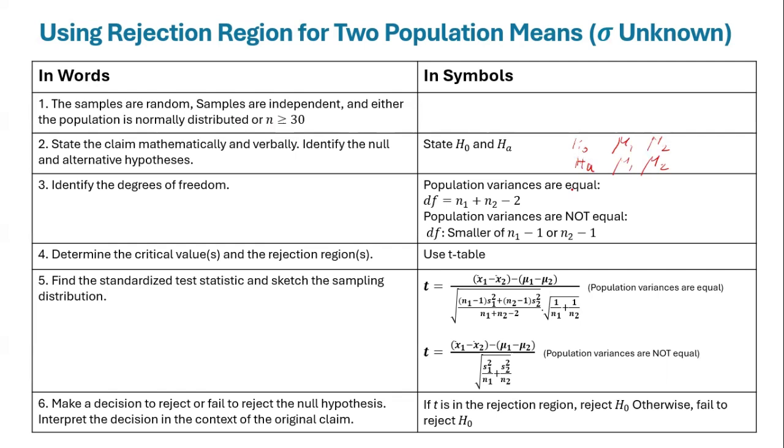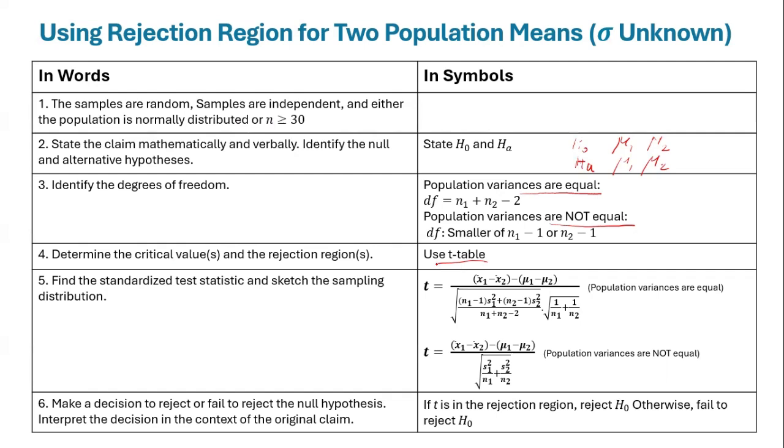Okay, then after writing the null and alternative hypothesis, we need to find the degrees of freedom because we are going to use t-test. And if the population variances are equal, we use this formula. If they are not equal, we use either of these that are smaller. Then we need to find the critical value and the rejection region from the t-table because we are following the rejection region method.